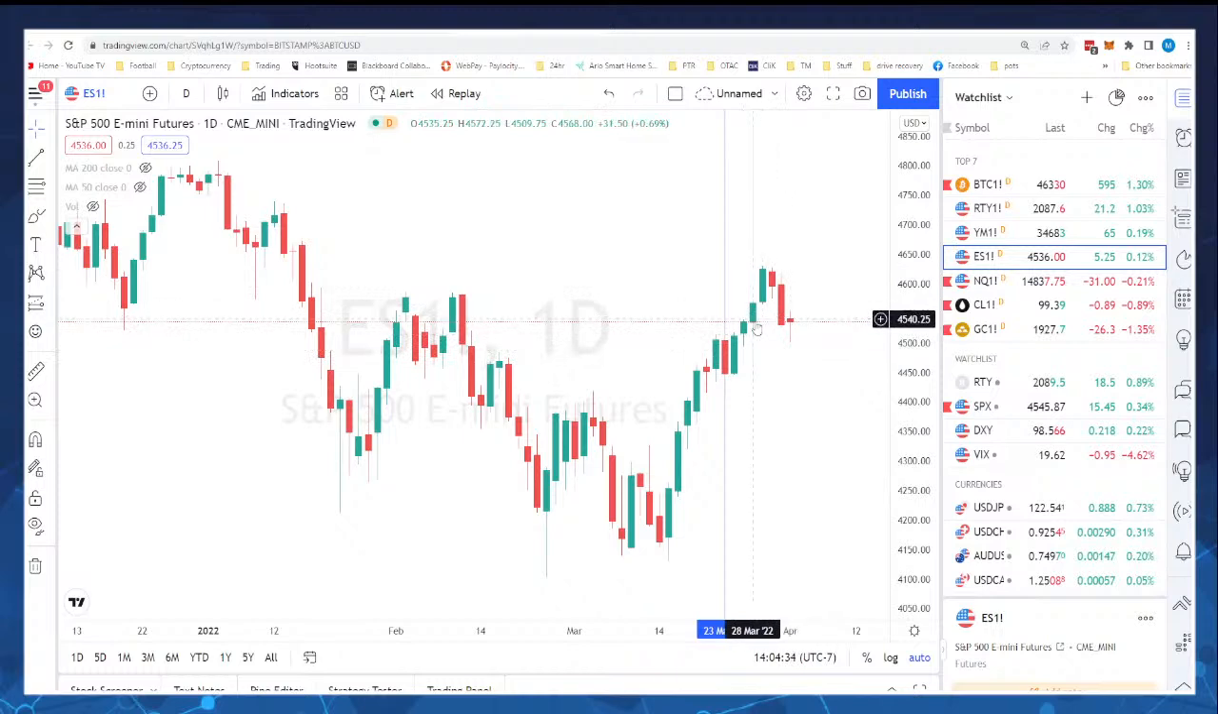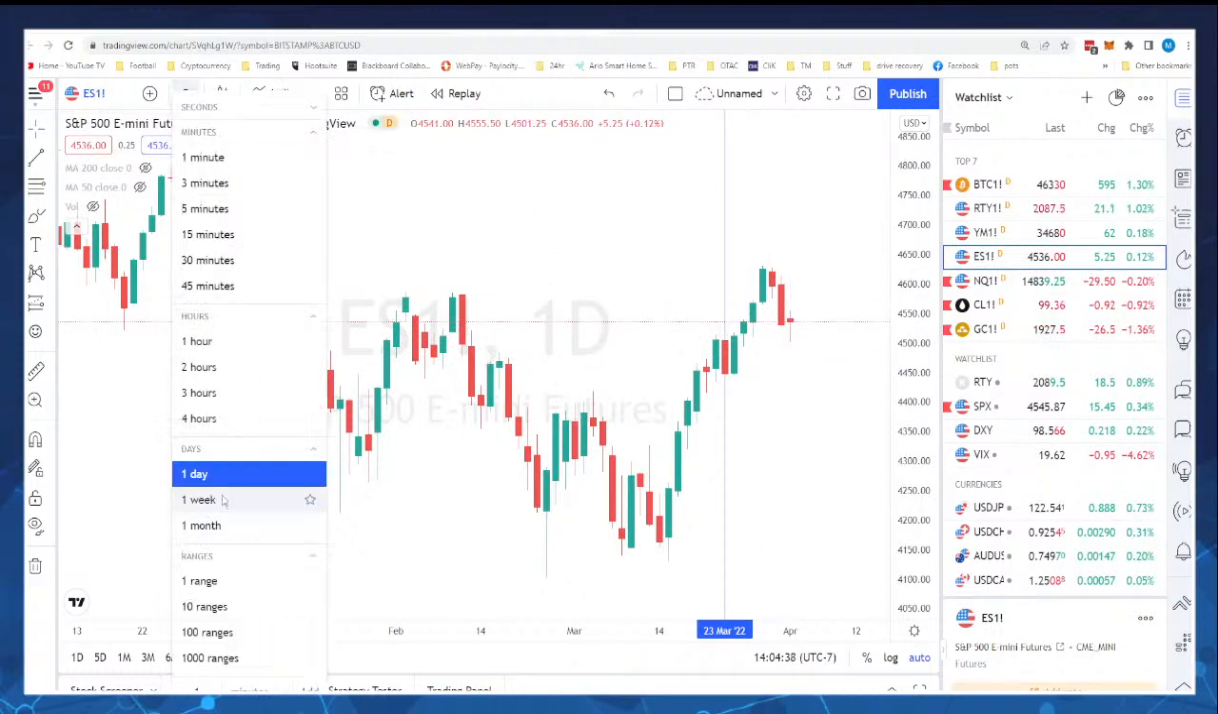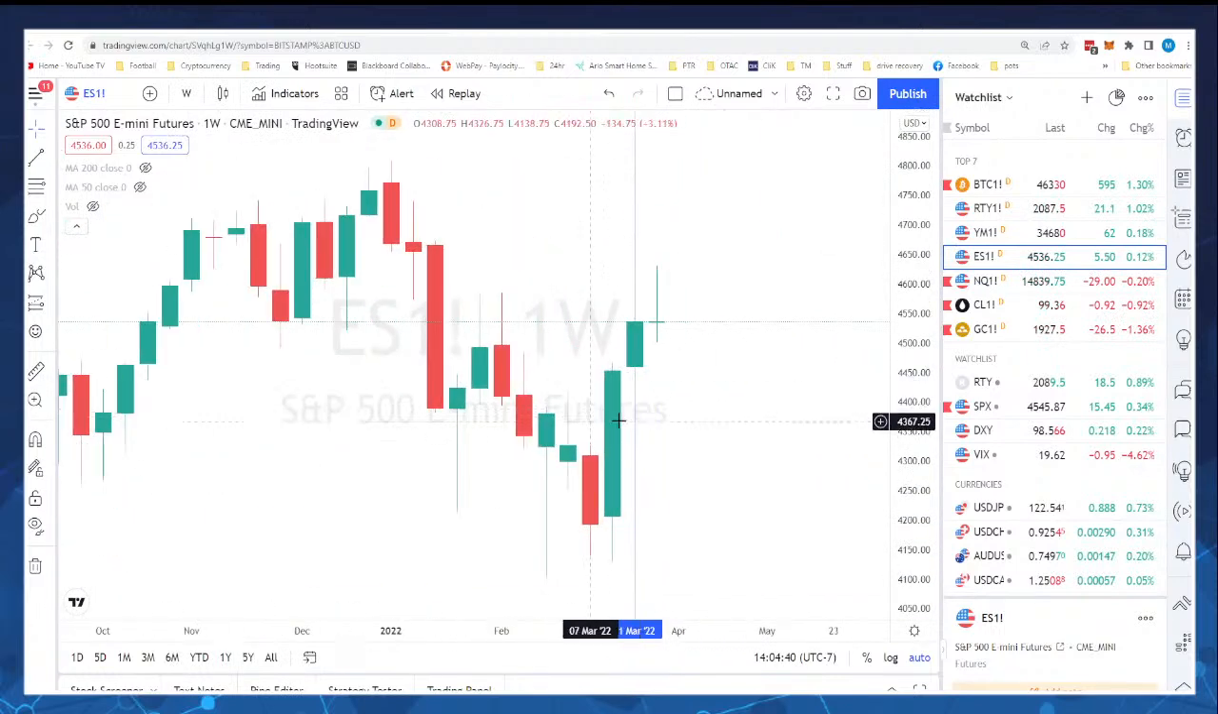1, 2, 3, 4, 5. You had lots of action to the upside. If you look at a weekly candle of the S&P, though, you're fairly unchanged, right? You actually have a shooting star formation on the weekly here. Let me get rid of that line. And what does this tell us?